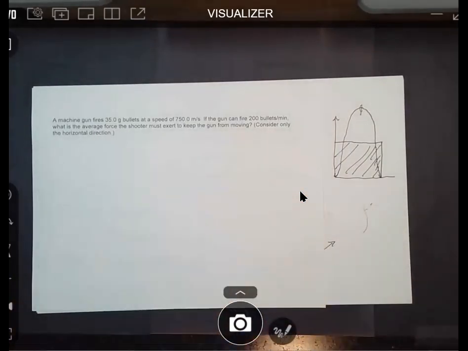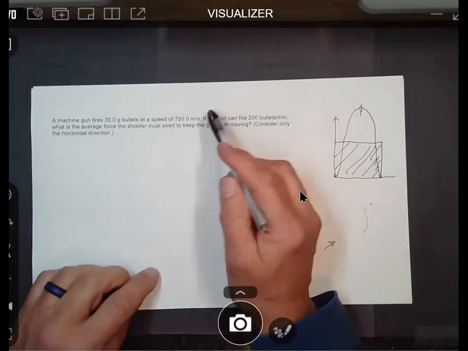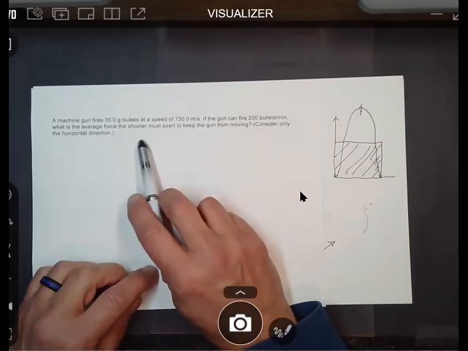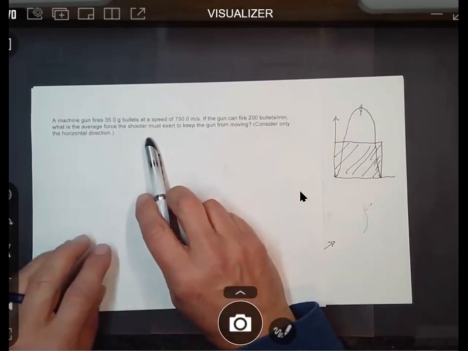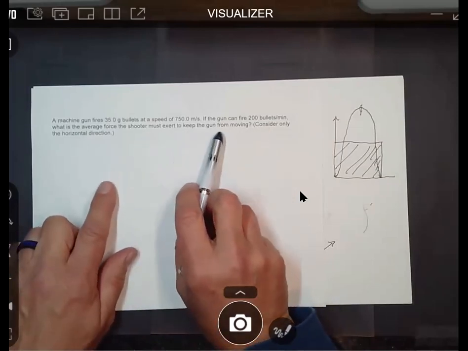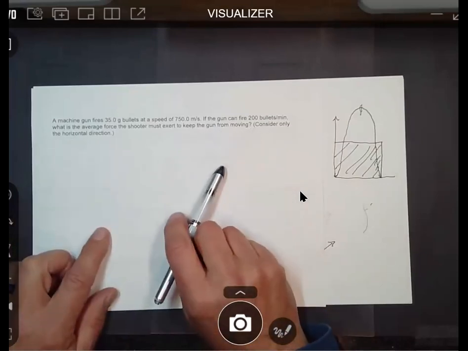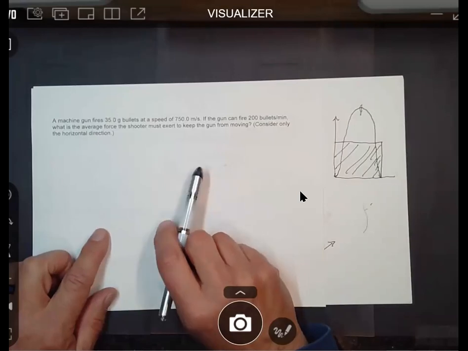All right. So here we've got another gun problem. A machine gun fires 35-gram bullets at a speed of 750 meters per second. If the gun can fire 200 bullets per minute, what is the average force the shooter must exert to keep the gun from moving? And we're going to consider only the horizontal direction in this case.